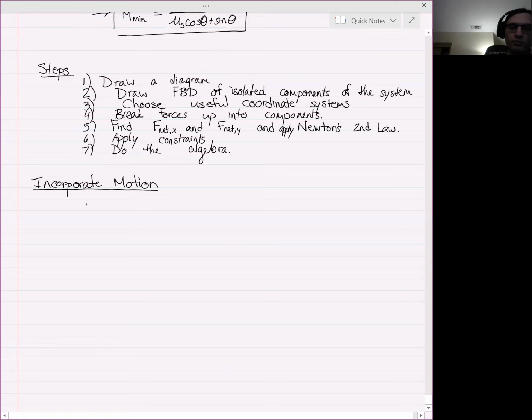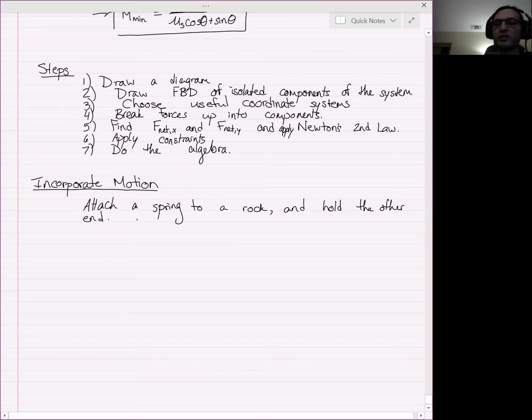So attach a spring to a rock, and hold the other end. And then the idea is swing the rock around your head, like horizontally. The question is why does the spring stretch when flinging it around in a circle?